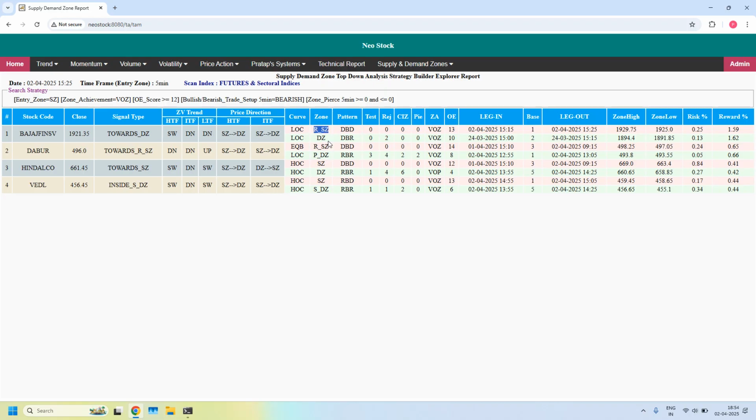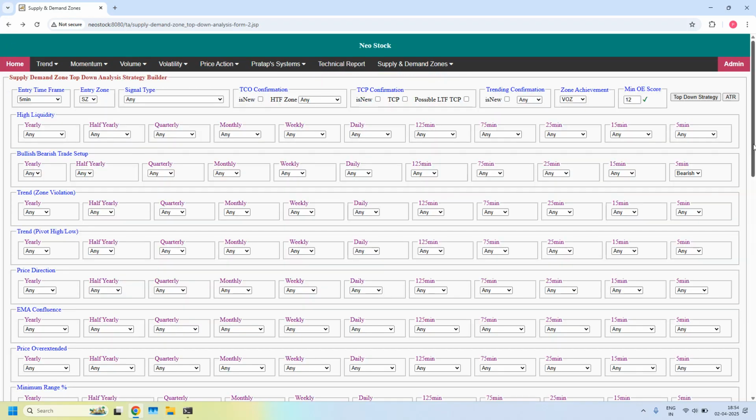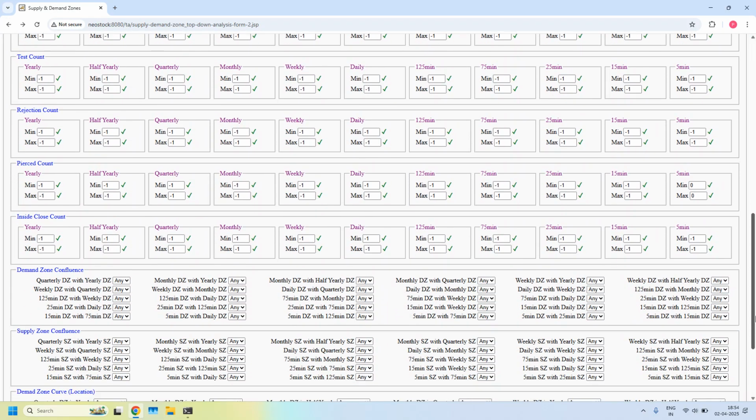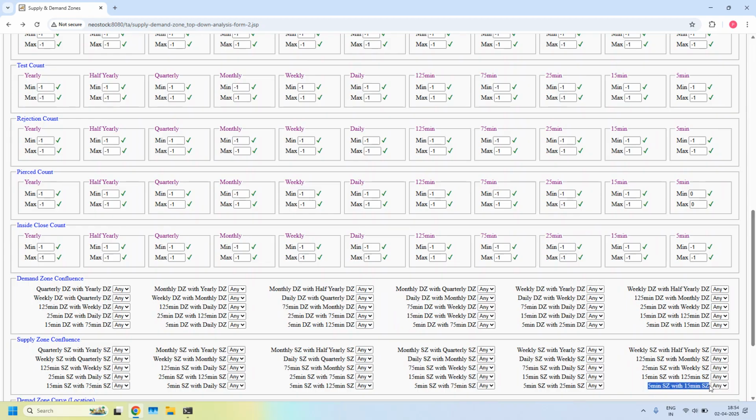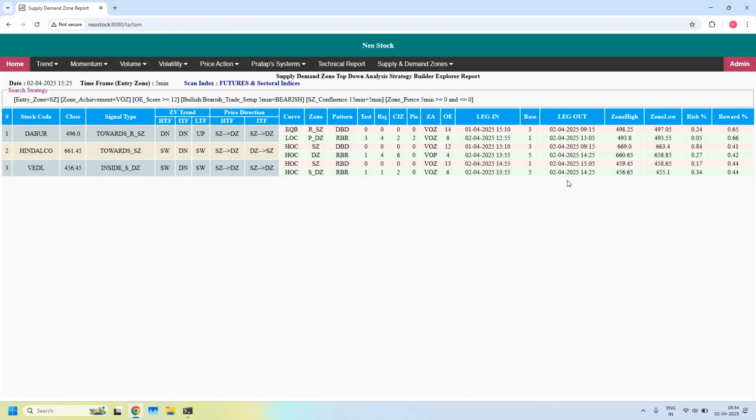And entry time frame zones are 5 minute supply zones. Out of these 4 5 minute supply zones, how many are having more probability to get success? First, we will filter based on 5 minutes and 15 minute supply zone confluence. That is LTF, ITF. So here 5 minute supply zone with 15 minute supply zone confluence filter is enabled. With this filter, out of 4, we got 3 stocks. So these 3 5 minute supply zones overlapped with the 15 minute supply zone.